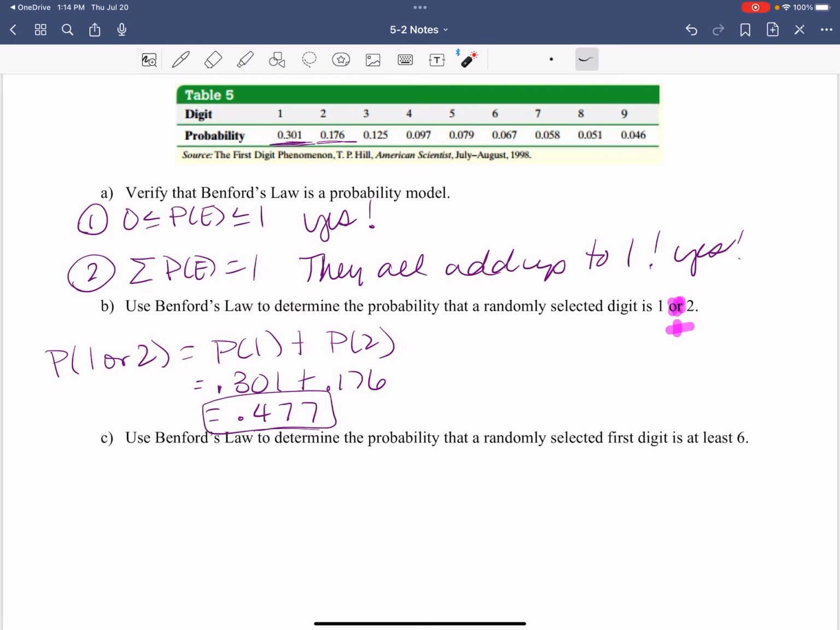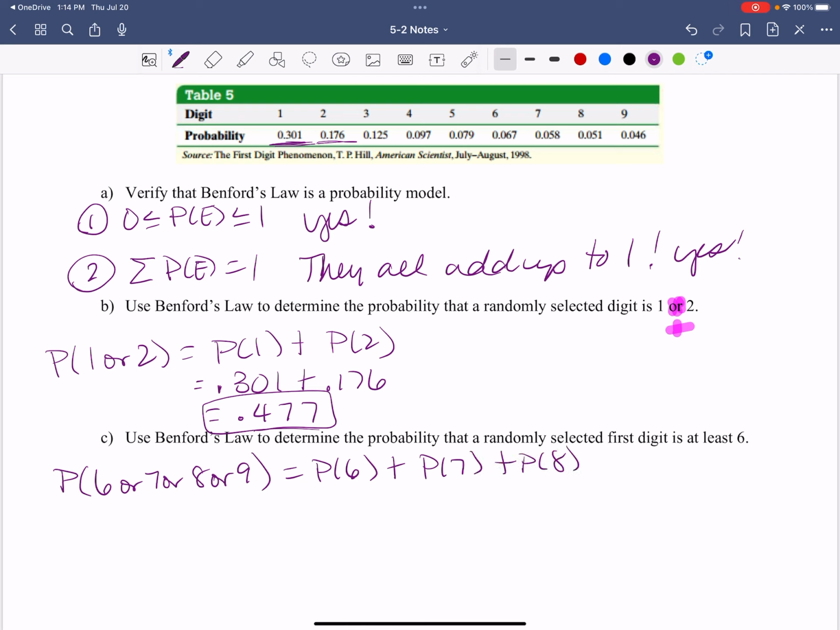Okay. Then we're going to use Benford's law to determine the probability that a randomly selected first digit is at least 6. So what does that tell you? 6, 7, 8, or 9. Yes. So this is the probability that we have 6 or 7 or 8 or 9. So add them up. The word or adds us up. The probability of 8 and the probability of 9.